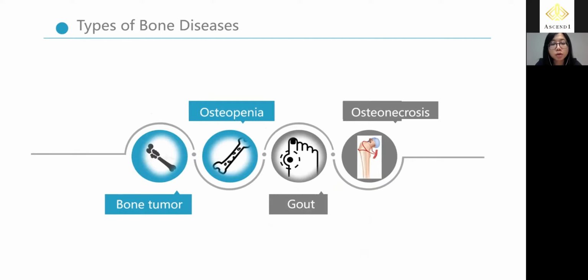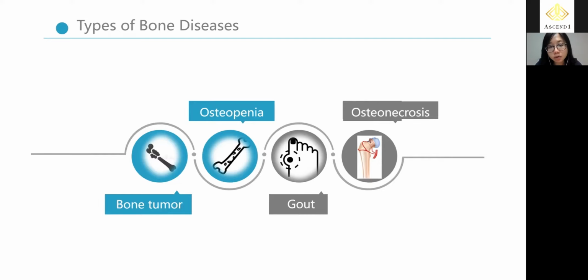And next will be osteopenia, also known as low bone density, which is diagnosed when a person's bone density is lower than it should be. Low bone density can lead to osteoporosis, which can lead to fractures, pain, and hunchback. So osteopenia is considered to be the midpoint of osteoporosis.